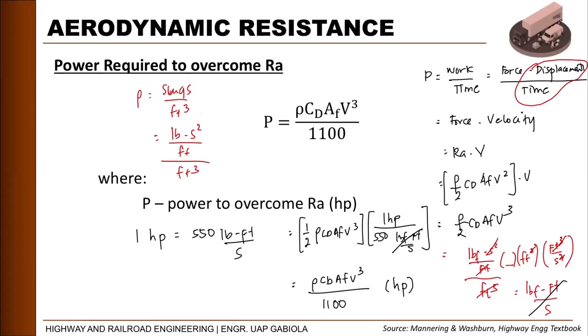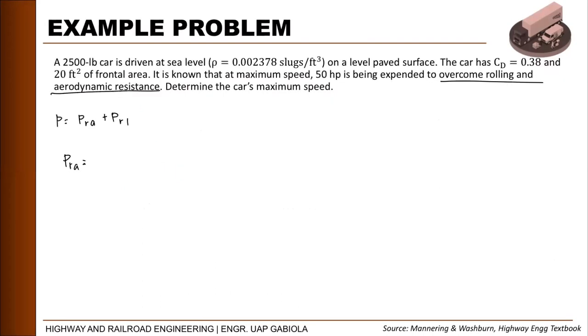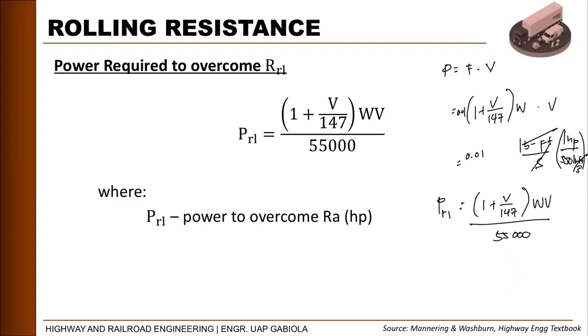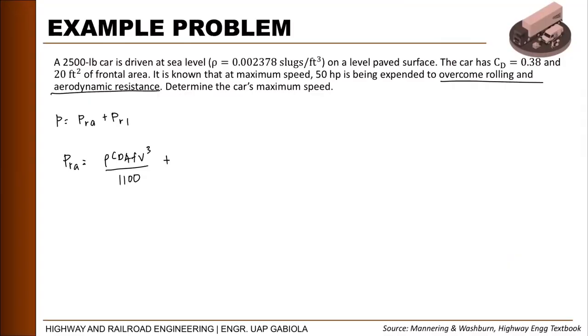Okay? So, let's rewrite. That is PCDAFB cube over 1,100. Okay? Plus our rolling. So, the rolling resistance, based from our previous slide, is this formula. Okay? So, 1 plus V over 147 WV all over 55,000. Okay?